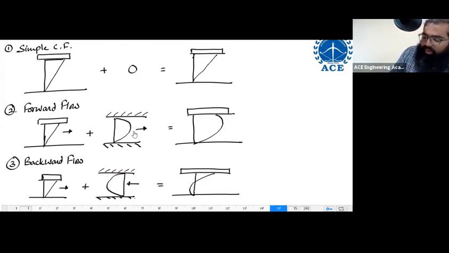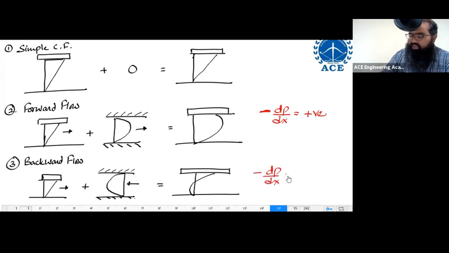If simple Couette flow and laminar flow between plates are in the same direction, you'll have forward flow. For this to happen, minus dp upon dx should be positive. And if simple Couette flow is taking place in the forward direction and laminar flow is taking place in the backward direction, you are going to have backward Couette flow. So this is minus dp by dx equal to negative. I can't tell any simpler now. This concludes the concept of Couette flow. I hope it is clear to all of you.